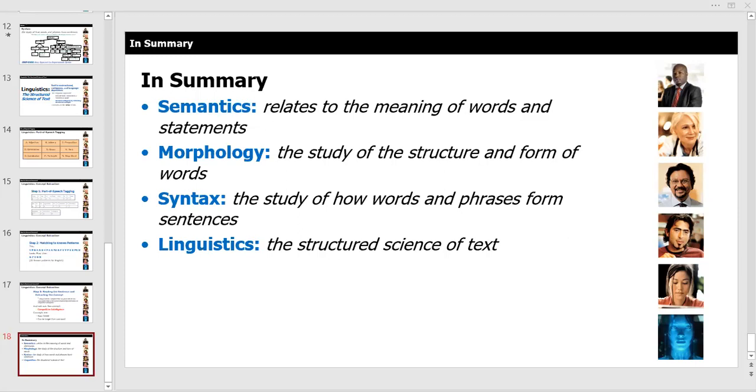So the next two are going to be, like I said, a little bit more complex, building on these topics here.